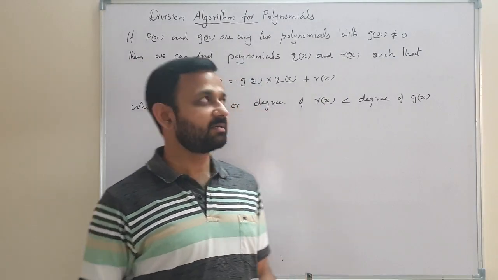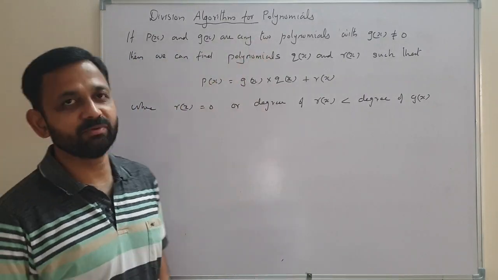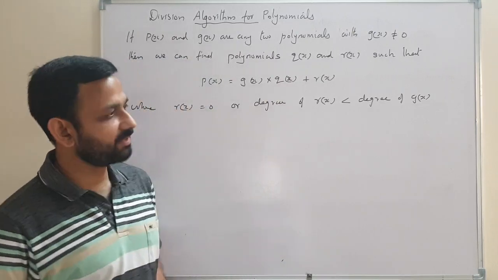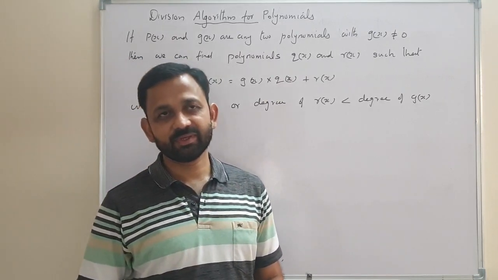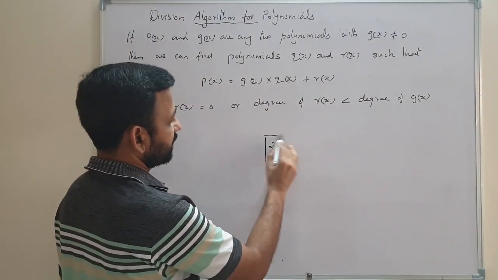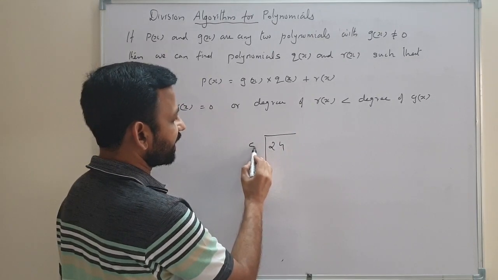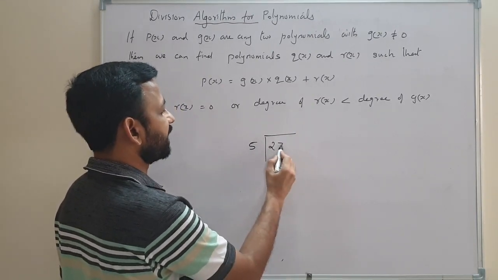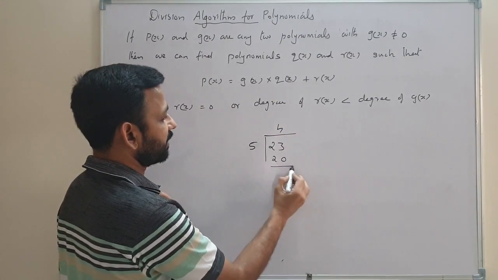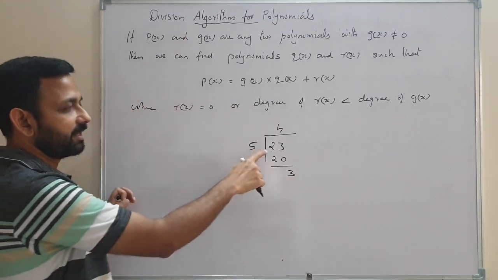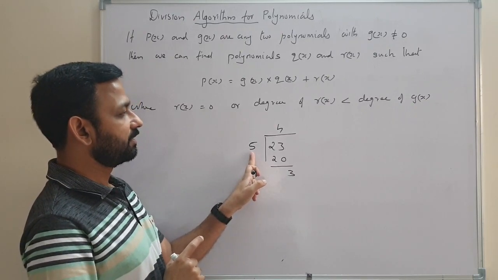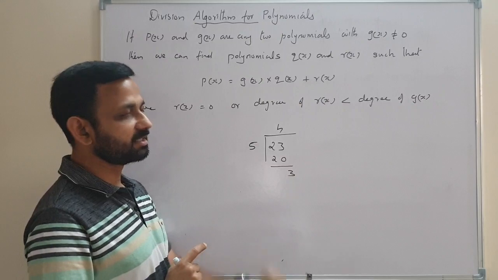Today we will learn the division algorithm for polynomials. In lower classes we learned the division rule. When we divide 23 by 5, 4 into 5 is 20, remainder 3. So here the dividend is 23, the divisor is 5, the quotient is 4 and the remainder is 3.